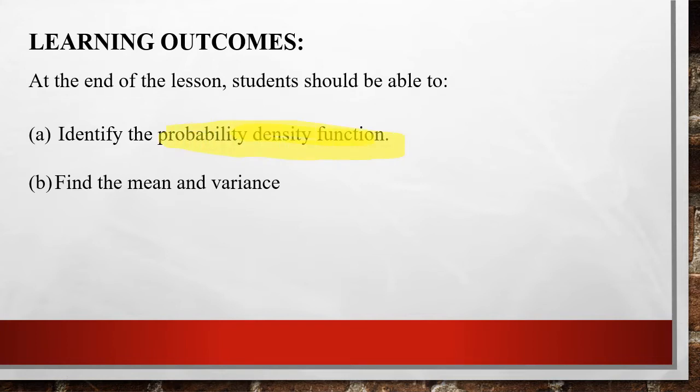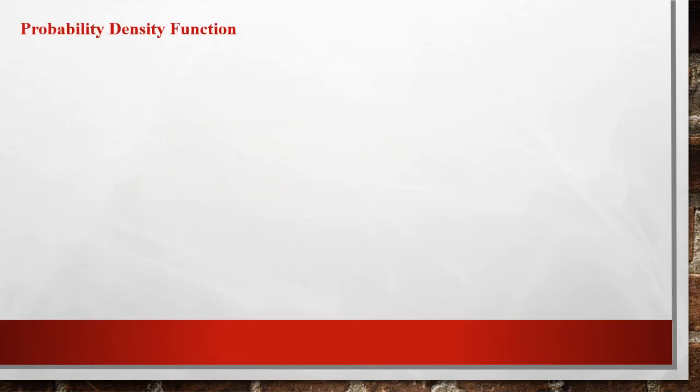Okay, so we call it probability density function, which is the same as probability distribution function, but we use density because it's a continuous random variable. And then the next one is to find the mean and variance for this continuous random variable. Okay, so let's see what is probability density function.